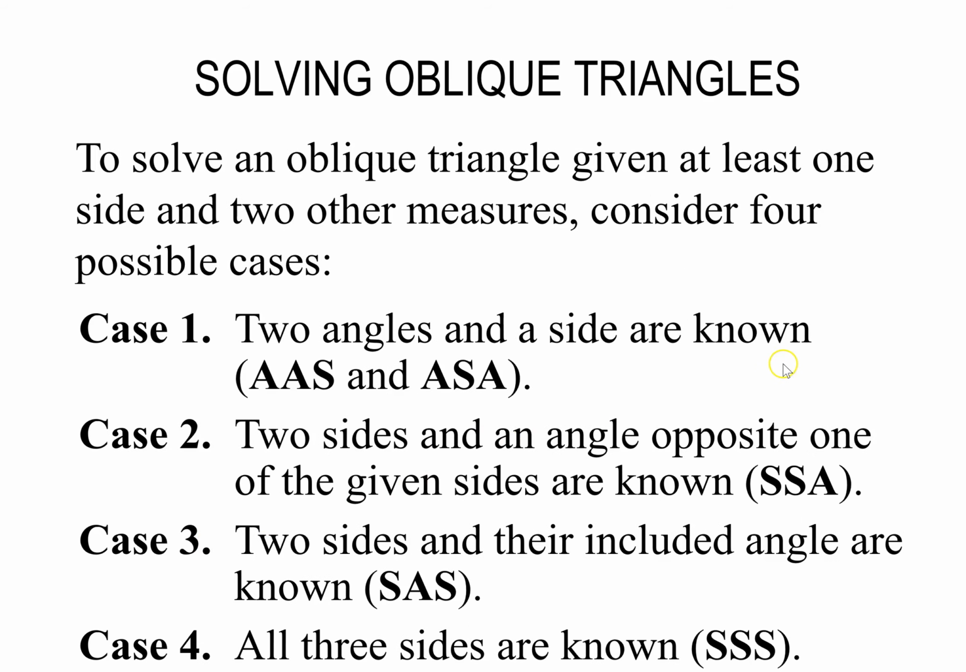Kind of what we just mentioned before, it gives you a delineation of each of these cases. So for the AAS and the ASA property, we have 2 angles and a known side. For the SSA property, you have 2 sides, and then you know the next angle after that side. Here you have 2 sides, but you know the included angle, and this one you just know all 3 sides.